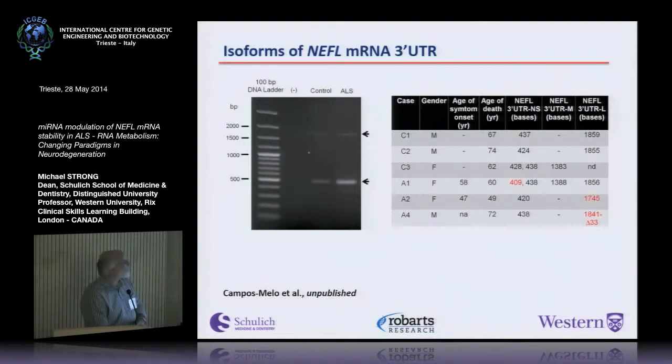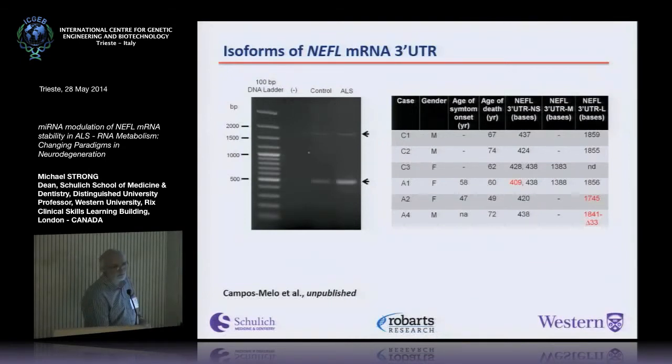So our next problem was that when we started to look at the NFL messenger RNA in the human spinal cord, we started to come up with at least three isoforms. All right, so we've got one which is, and this is just the 3' UTR, about 430 some odd bases. And then we have an intermediate one, which runs a little bit higher, around 1,300. And then we have this much larger one that runs about 1,800. So all the black is where we have found these in human spinal cords, so three different isoforms. The red are the novel ones that we're also finding in the ALS cord.